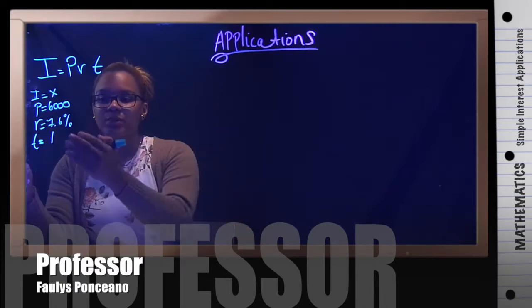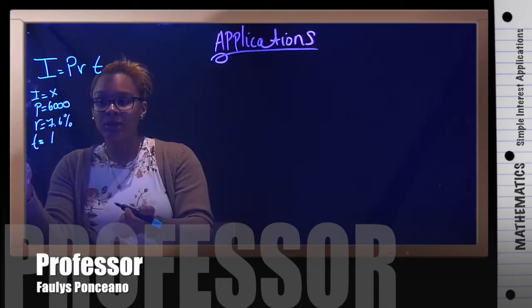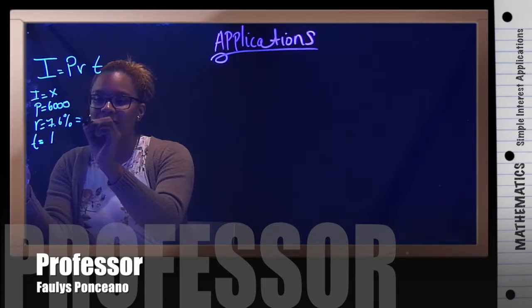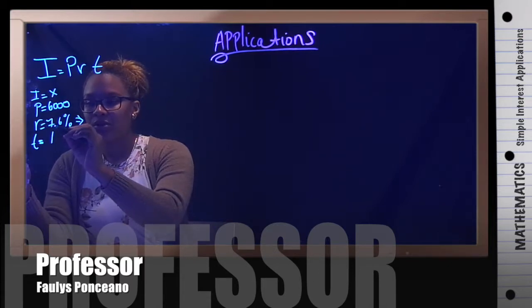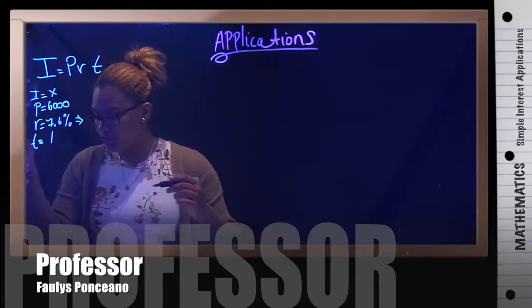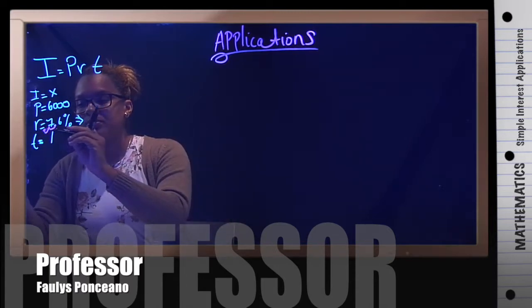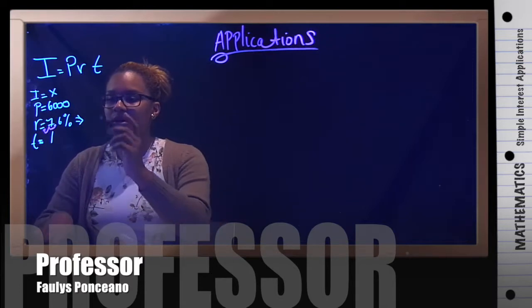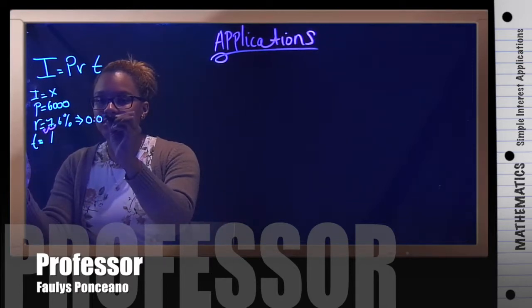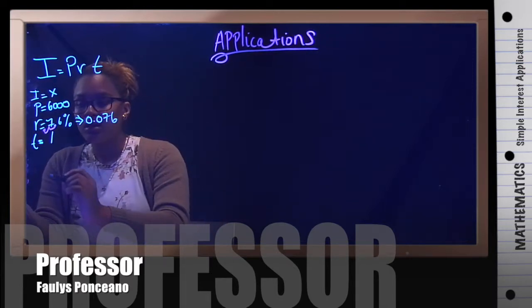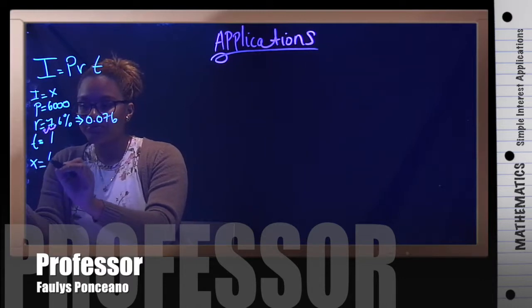Now we're simply going to substitute our values given into our formula. Now let's change this percent to a decimal, because right now it's a percent. So we need to move our decimal 2 times to the left. So it goes 1 and 2. And this becomes 0.076. Now we substitute into the formula.